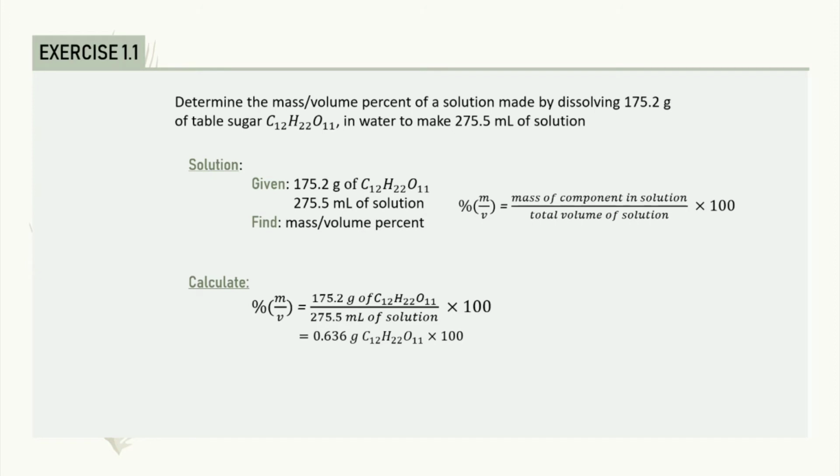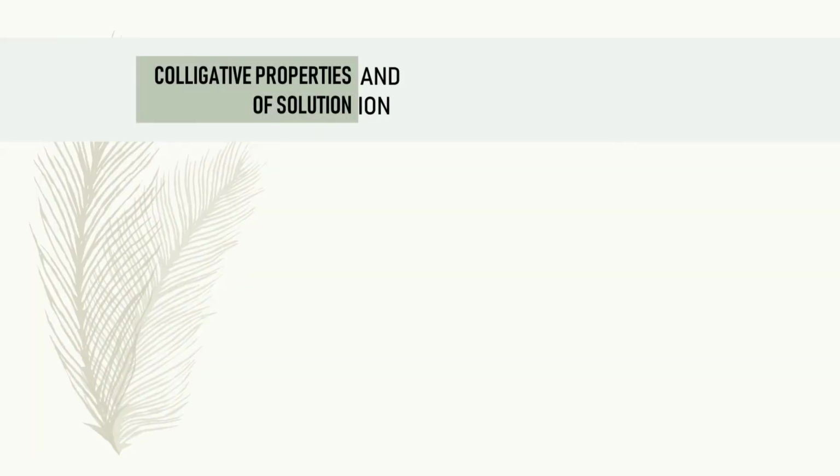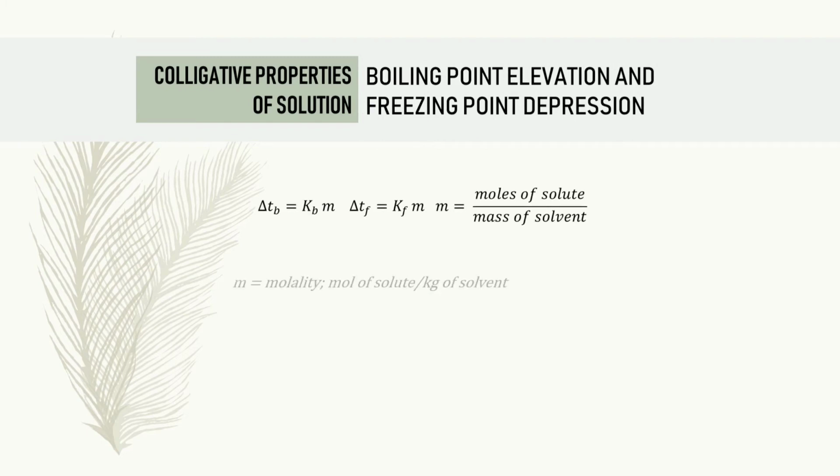By dividing the mass of component in solution over total volume of solution, we have 0.636 gram of table sugar times 100. So the final answer is 63.6% of table sugar. Here's the formula of boiling point elevation and freezing point depression.